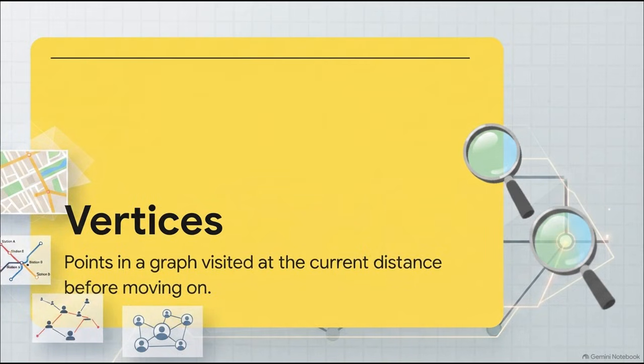The second term is vertices. Now, when you read about algorithms, you're going to see this word absolutely everywhere. But seriously, all you need to know is that vertices are just the connection points.